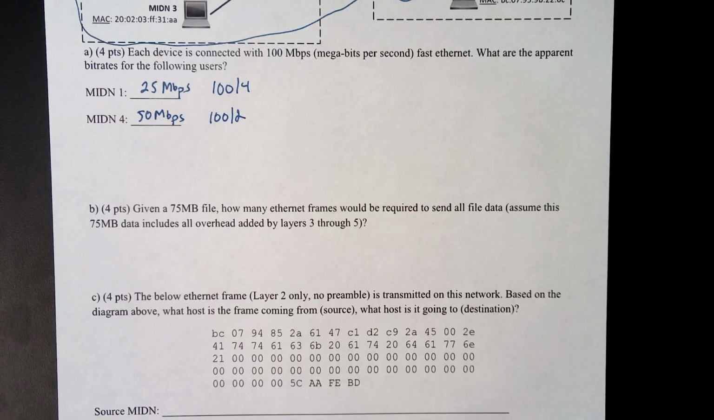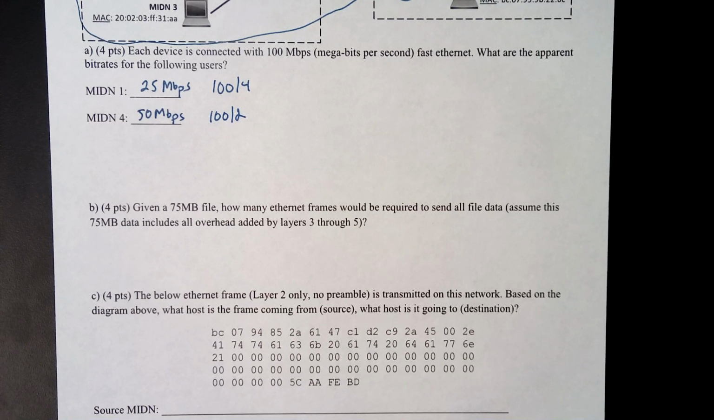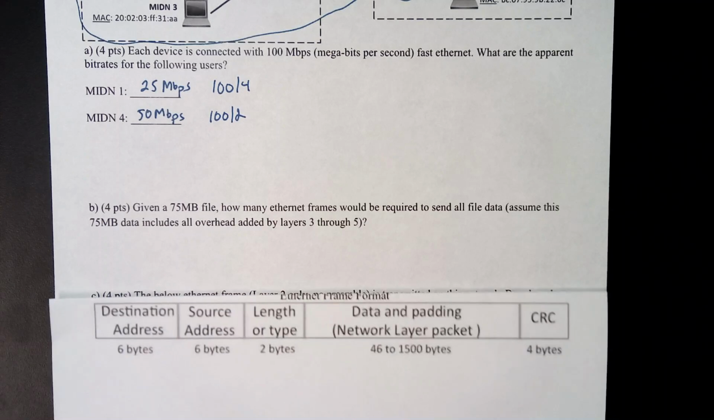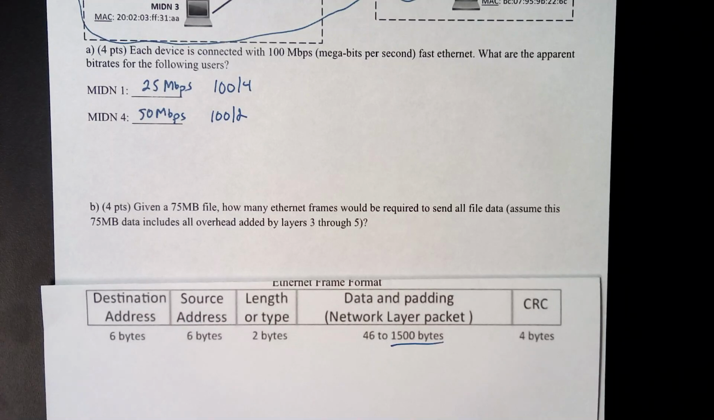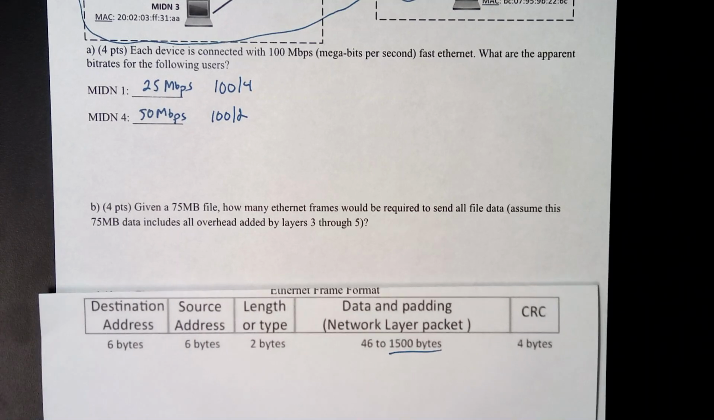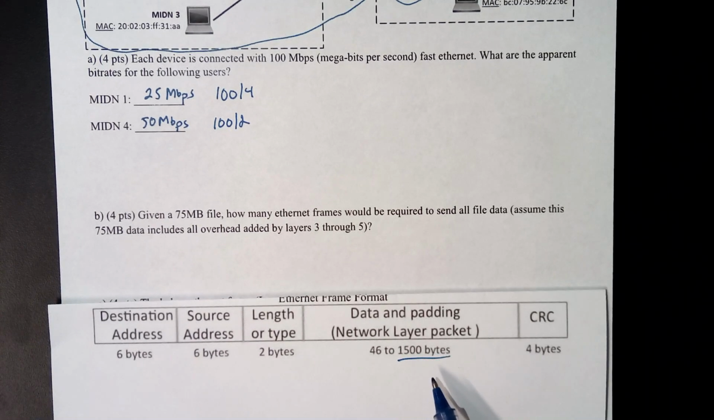Next up, given a 75 megabyte file, how many Ethernet frames would be required to send all file data? Assume this includes all overhead added by layers 3 through 5. So we're assuming that's got all the packet and segment and message stuff. We're looking at this diagram for this question and seeing that it has, at max, we can send 1500 bytes per frame, right? So this is the Ethernet frame format, the layer 2 format. So how many of these 1500 byte frames do we need?